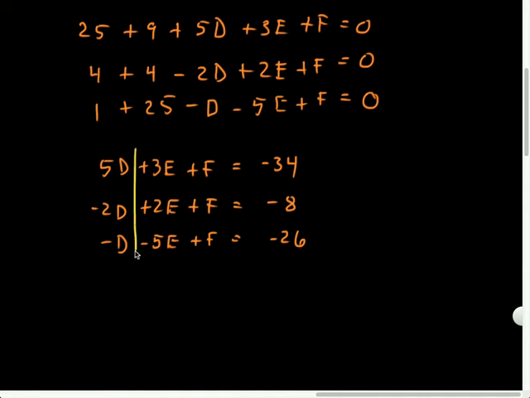If I want elimination, I'm going to go for opposite coefficients for one of my variables. What's my quote-unquote common coefficient going to be? This would be 10 for the d's. How about for the e's? What do 3, 2, and 5 all go into?